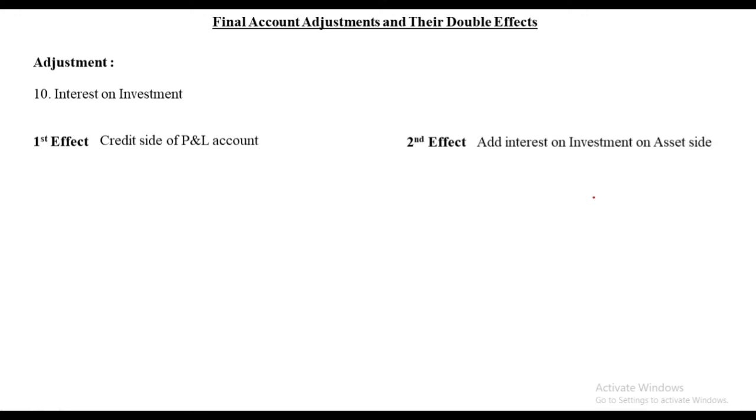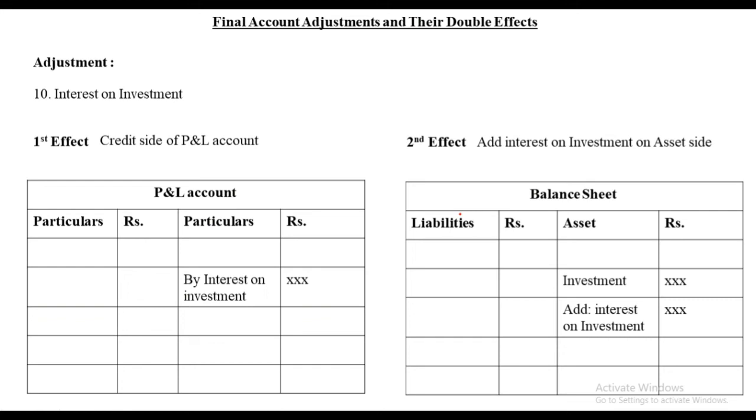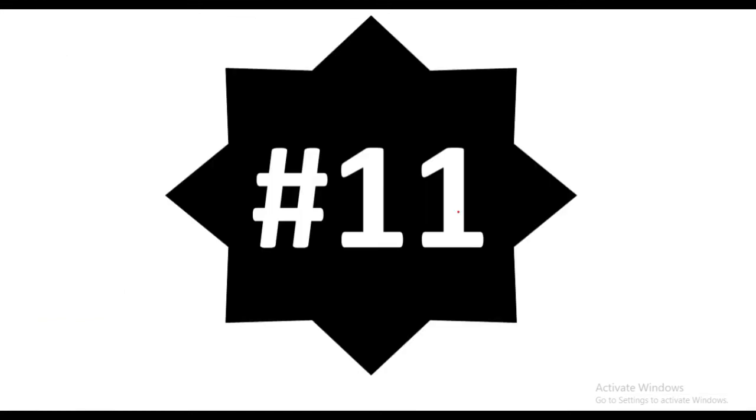The very first effect of interest on investment is that it comes on the credit side of your P&L account, and second effect, it gets added to investment on the asset side. So for example, in a P&L account, it will be on the credit side by interest on investment, only the interest part. And second, on the asset side, that interest will get added to your investment. That's adjustment number 10. Next, adjustment number 11.